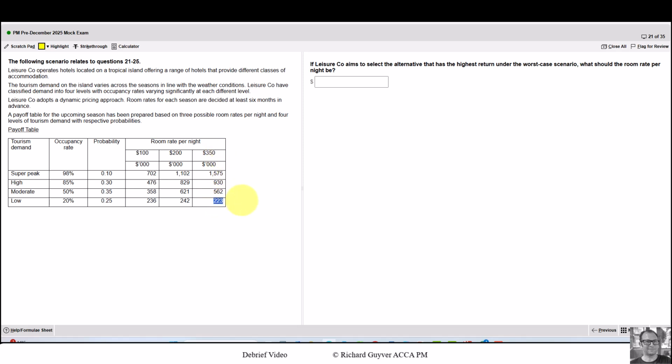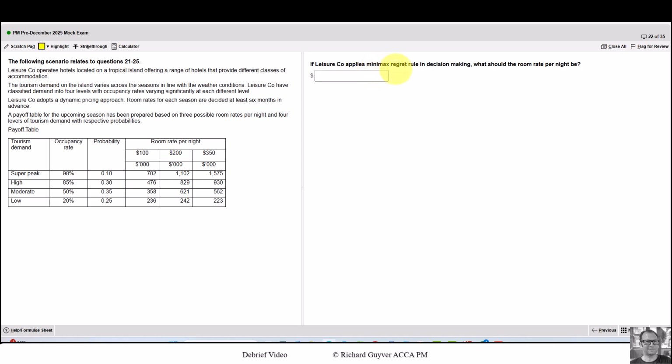If they were 350 a night, what's the worst outcome? 223. And then, as I said, working from right to left on maxi-min, these are the minimums along the bottom, and then we choose the maximum of them, which is 242. Now don't put 242 in here. Again, they can't choose which of the outcomes occurs. All they can choose is the rate, and then the demand will decide which of these actually occurs. And the room rate we would choose therefore is $200 per night.